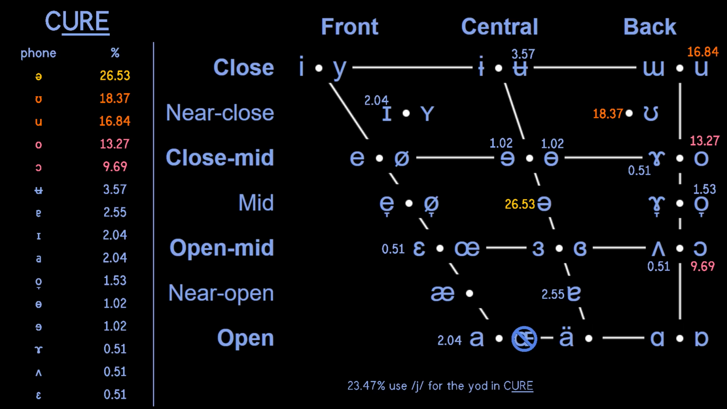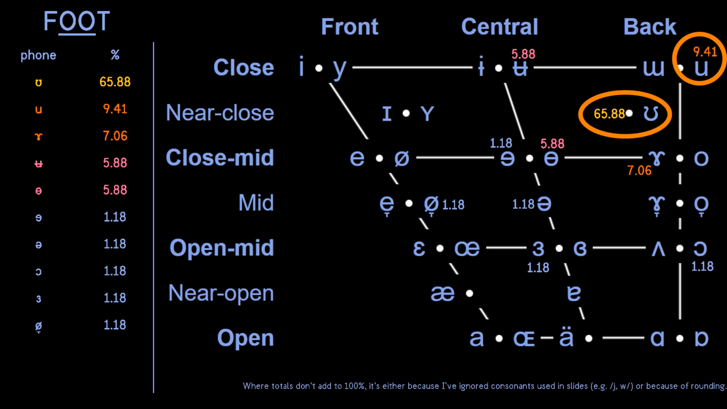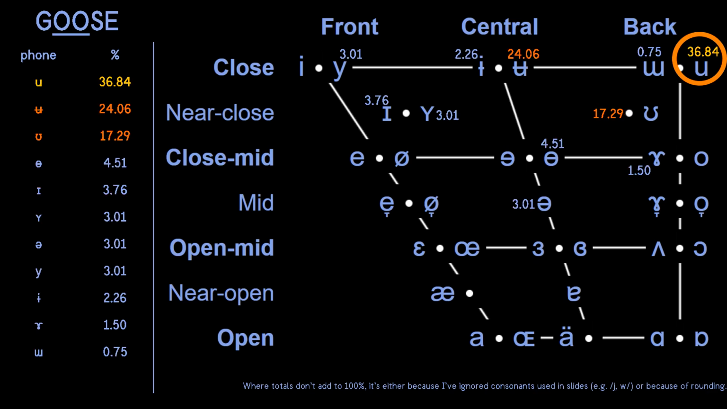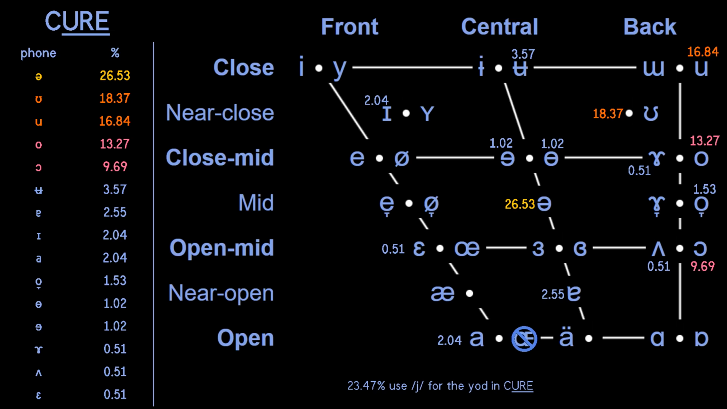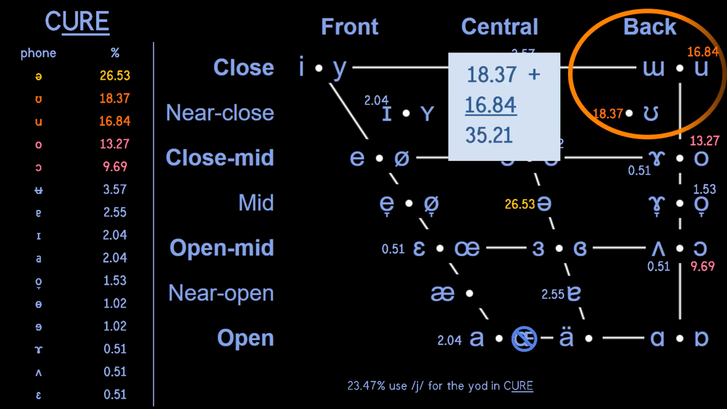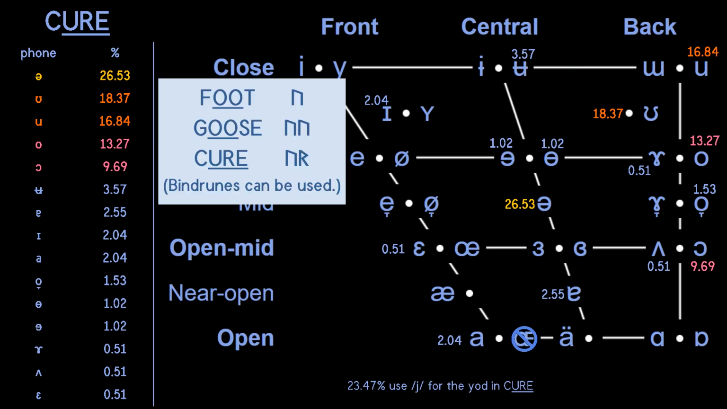Nonetheless, if you look at its two orange phones, you'll see they are the standard foot and goose vowels. Consequently, remains the best rune for denoting the onset phone of this vowel. In light of how a number of accents are yet to start sliding this vowel, and for convenience's sake, I would recommend writing the cure vowel with rad.